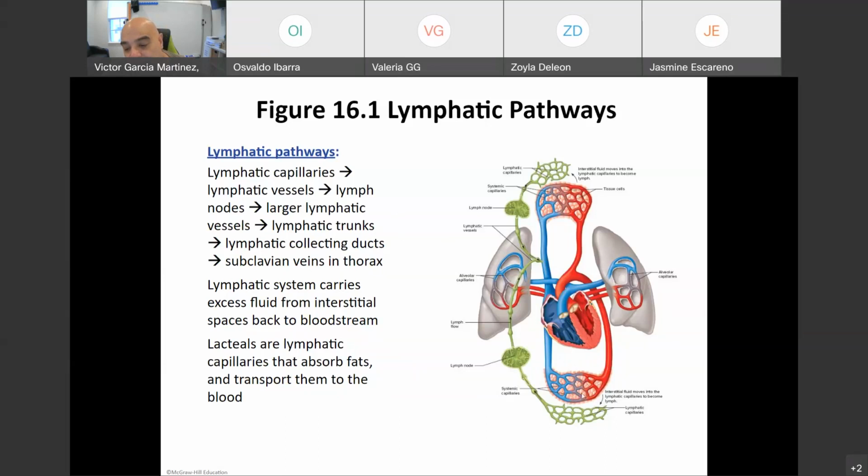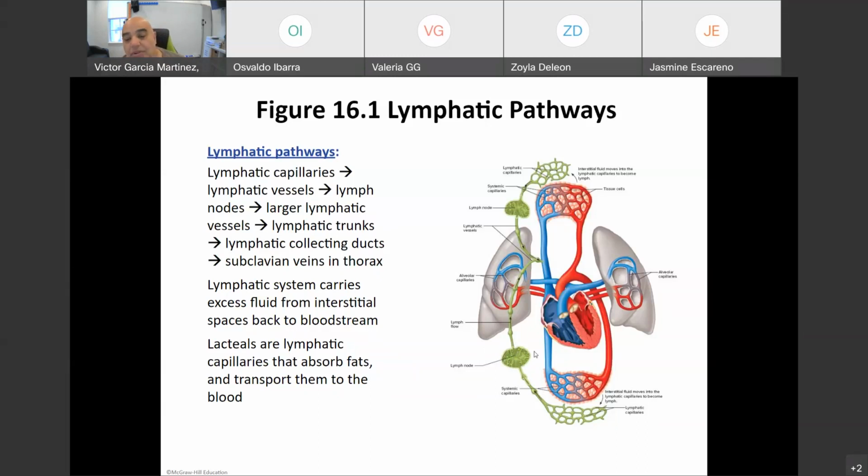Remember, when you have capillaries, it's because you have tissues, cells, and you're able to interchange oxygen and carbon dioxide, deliver nutrients, and pick up some waste. Then the first step is going to be capillaries. From here, you're able to drain these capillaries into lymphatic vessels. Then we have the first organ, which is the lymph node.